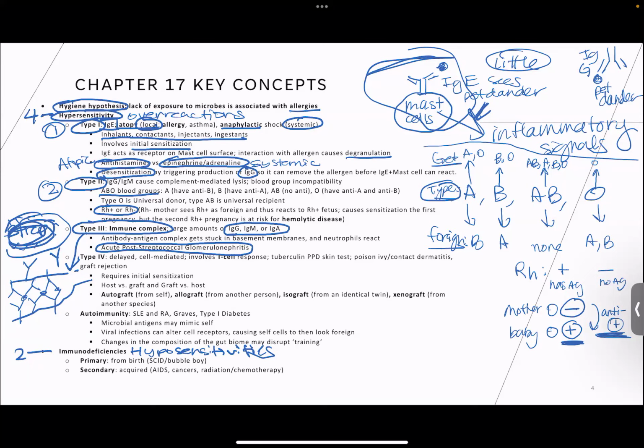And the immune complexes exist because we thought we were binding with antigen from a previous strep infection, and it got stuck in our kidneys. So that's how that is caused.